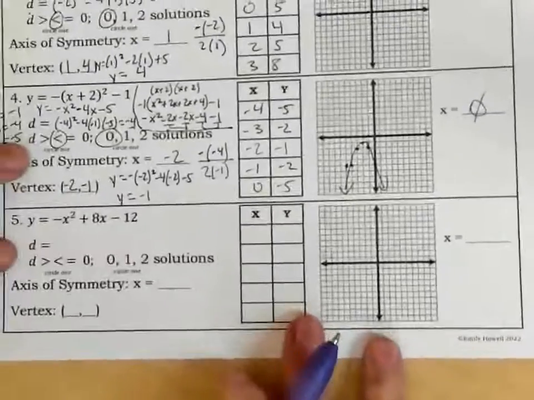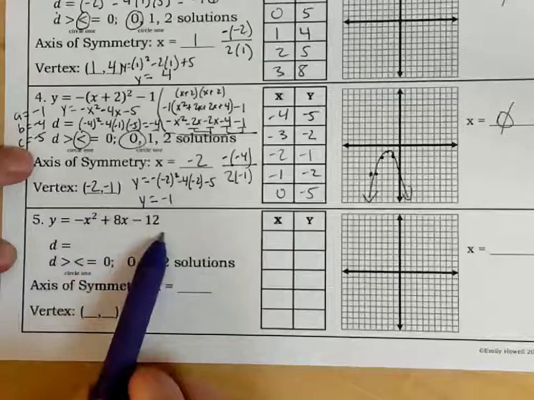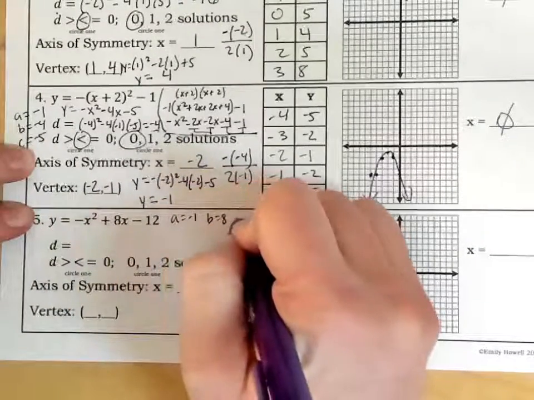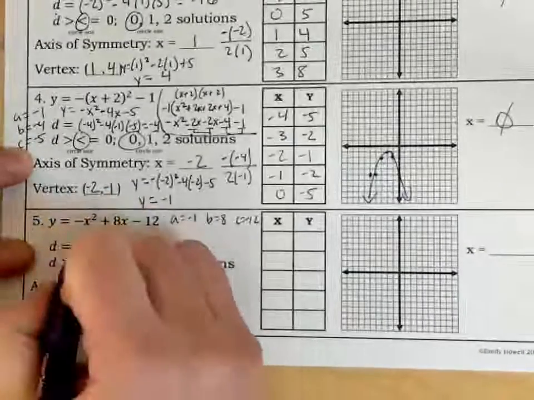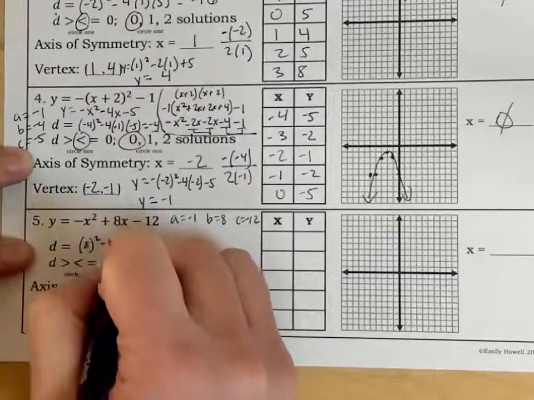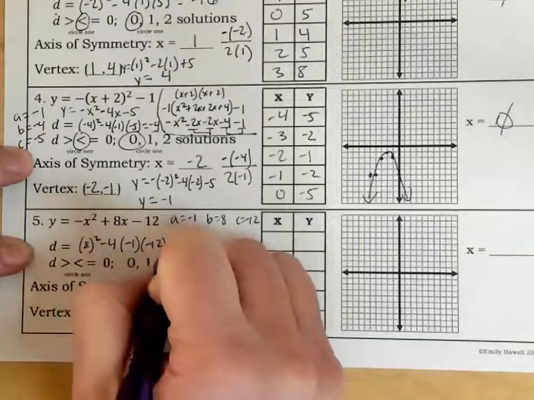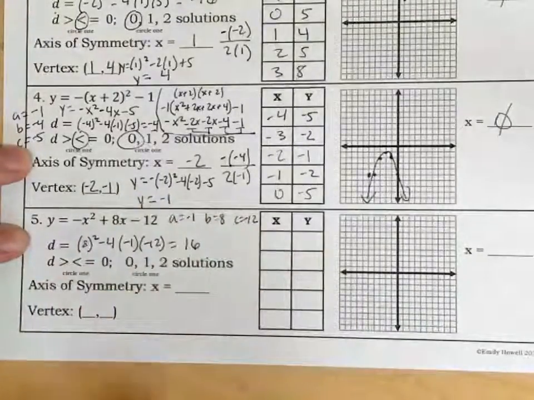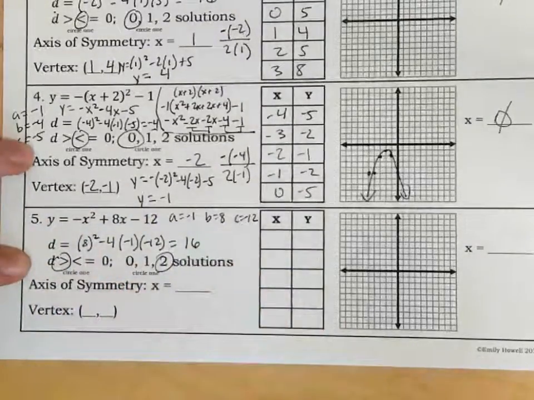All right, one last final example. We have y is equal to -x squared plus 8x minus 12. So a here is -1, b is 8, and c is -12. So we're going to plug those values in for our discriminant. So we have b squared, so 8 squared minus 4 times a, which is -1, times c, which is -12. And when you work all of that out, you get 16. So our discriminant is greater than 0, so we're going to have two solutions.